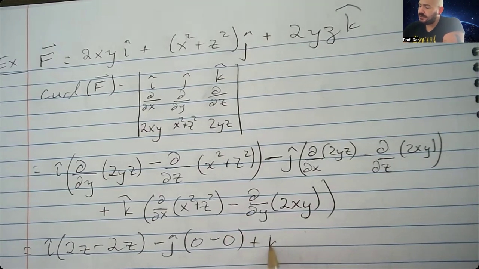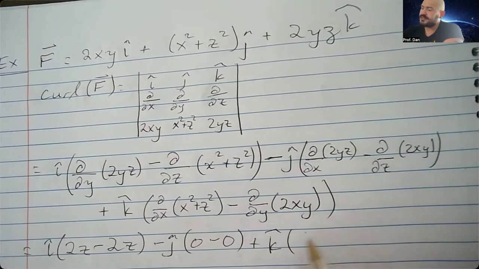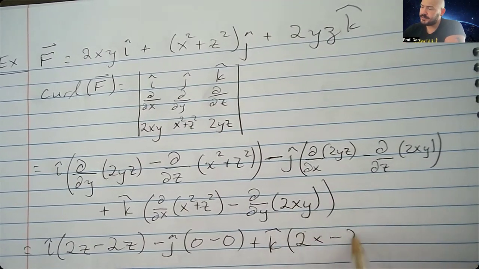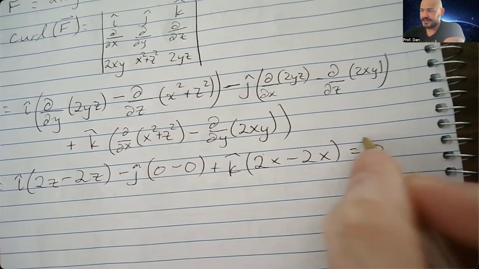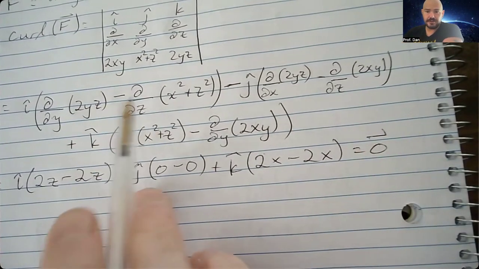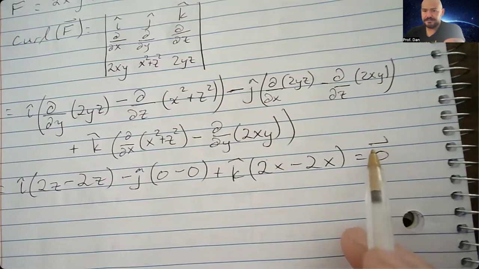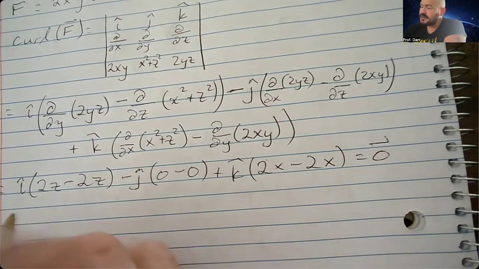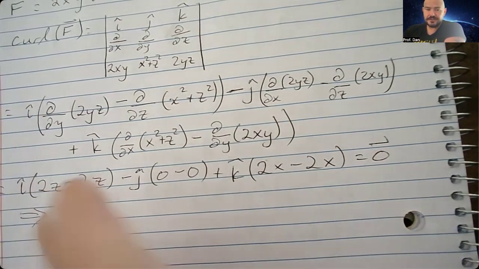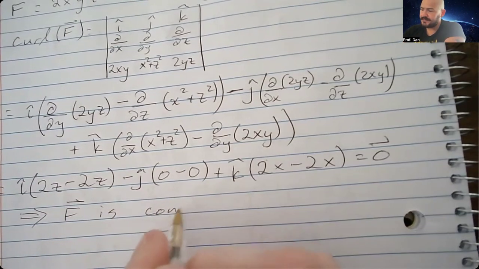Now for the k component, this derivative will be 2x, and this derivative will also be 2x. So notice in each of these cases, our x, our y, and our z components all end up being 0, which means that the curl of this vector field f is equal to 0, the 0 vector, right? That's 0, 0 i, 0 j, 0 k. Because the curl of f is equal to 0, we know that f is conservative.